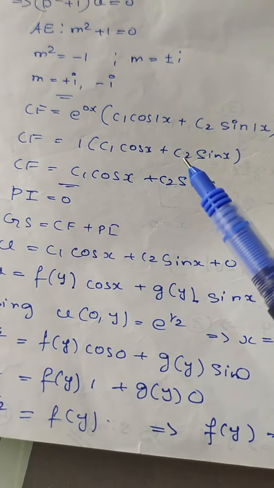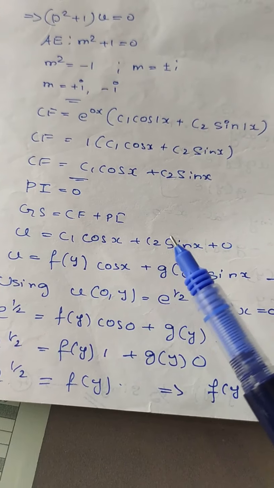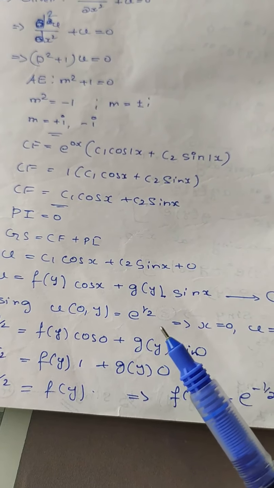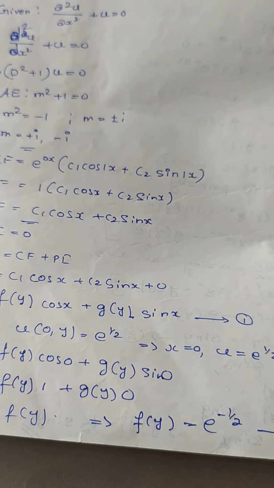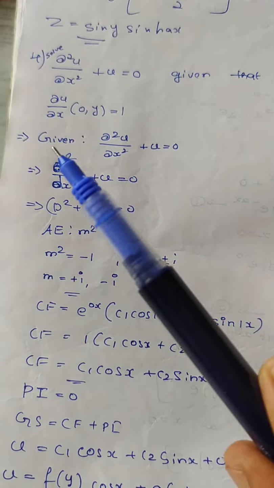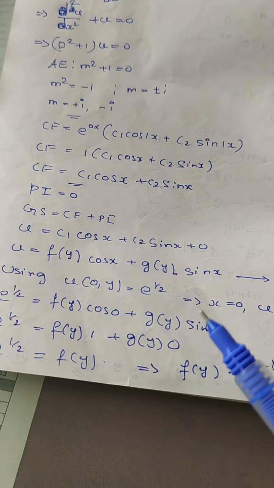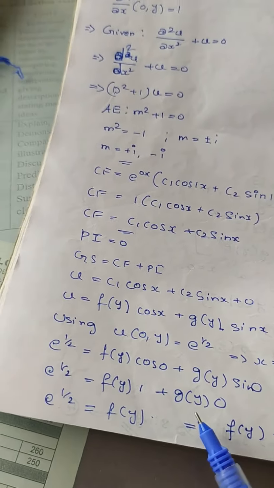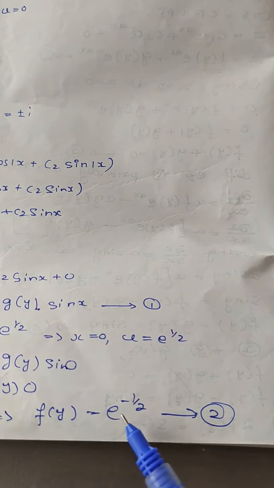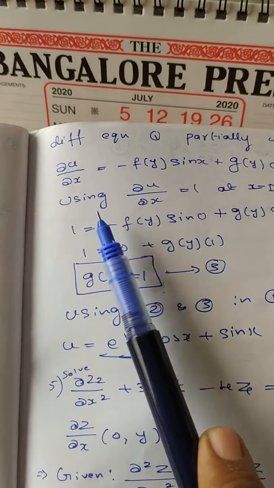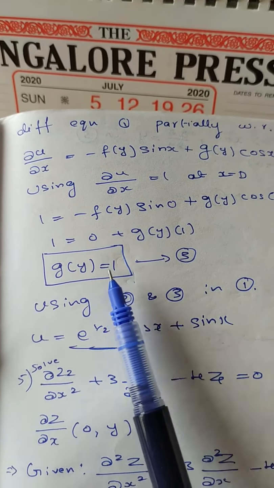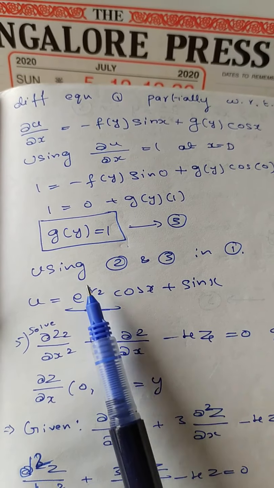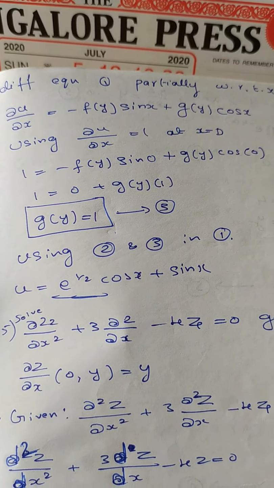Now replace C1 and C2 by f of y and g of y. Now use the two conditions, u of 0 comma y is equal to e power 1 by 2 and del u by del x at 0 comma y is 1, to find f of y and g of y. By applying the first condition we get f of y is minus 1 by 2. By applying the second condition we get g of y is 1. Now substitute in u. Finally u is e power 1 by 2 cos x plus sin x, which is the solution.